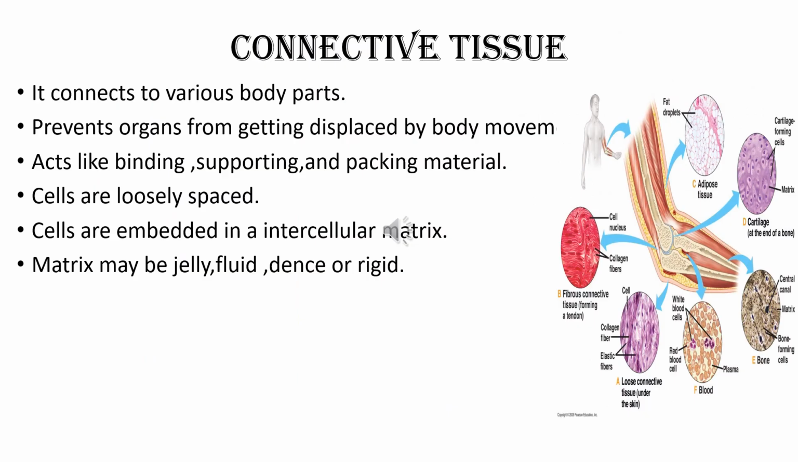Important features of the connective tissue. Connective tissue connects various body parts. It prevents organs from getting displaced by body movements. It acts like a binding, supporting, and packing material. Cells are loosely spaced. Cells are embedded in intercellular spaces called a matrix. Matrix may be jelly-like, fluid, dense, or rigid.